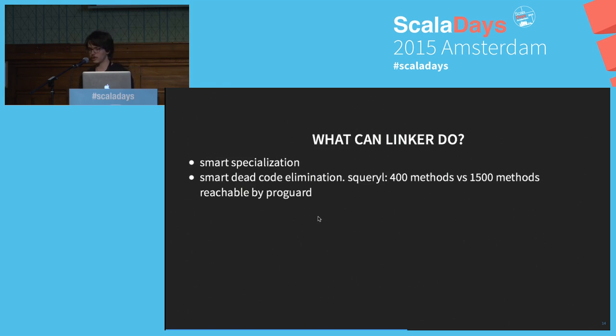For example, for Squirrel, the database mapping engine, if you use ProGuard, which is the main tool to do it on Java, using bytecode, it will see that there are 1,500 alive methods in this program. But actually, there are only 400. All others are false positives. And if you try to optimize for them, you'll once again be optimizing for things that don't happen.